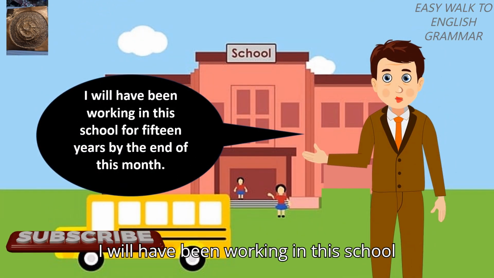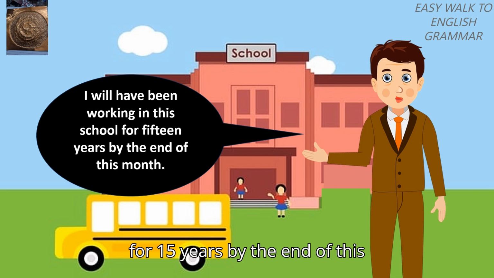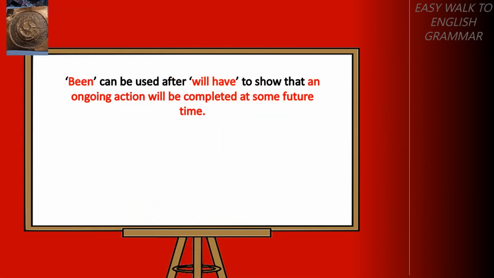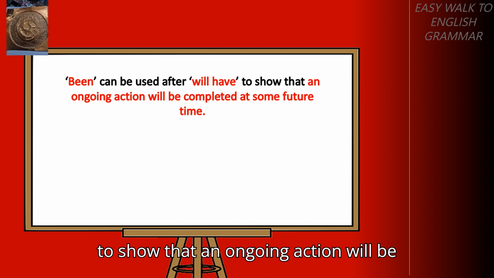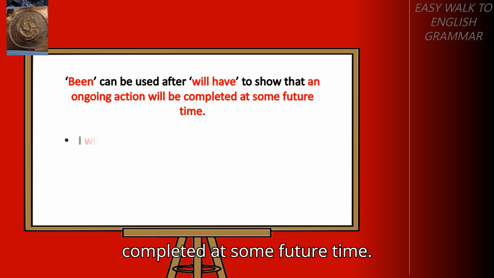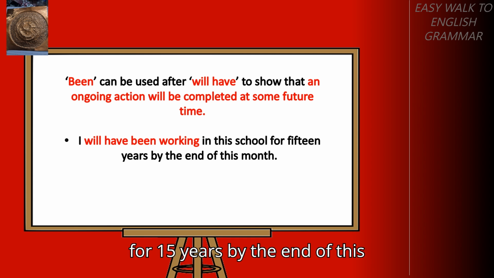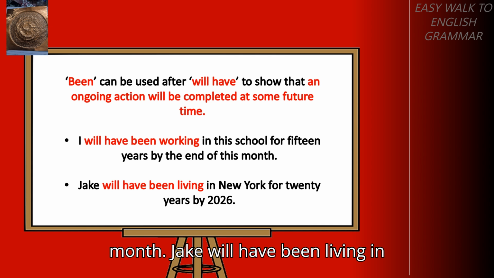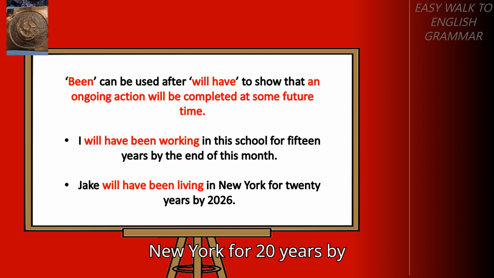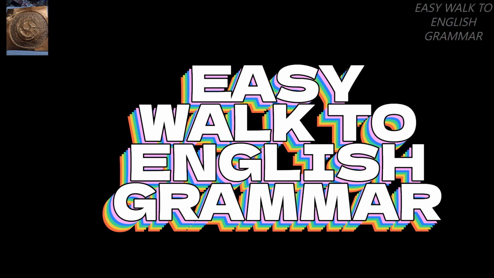I will have been working in this school for 15 years by the end of this month. Been can be used after will have to show that an ongoing action will be completed at some future time. I will have been working in this school for 15 years by the end of this month. Jake will have been living in New York for 20 years by 2026.